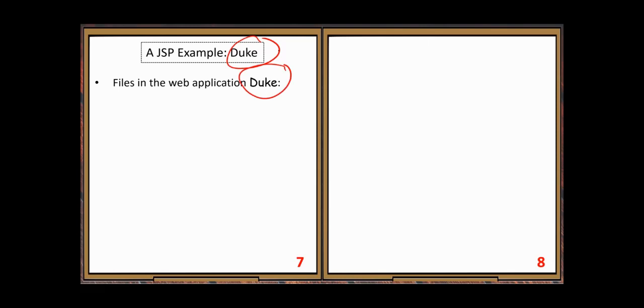You just get a folder called Duke, and all the files inside are used for your web application. What are those files? Four files. Two JSP files, and one image file. You need to see the Duke image. Yes, there is a Duke image.